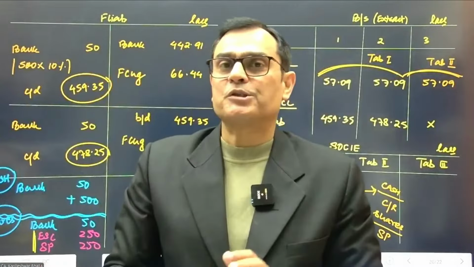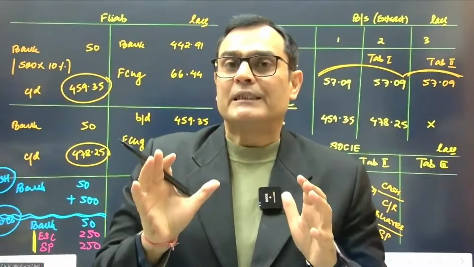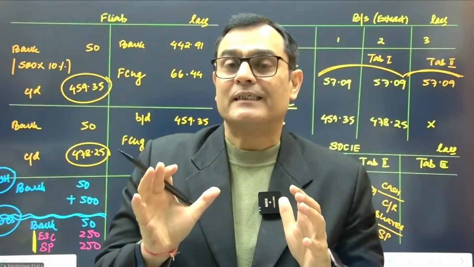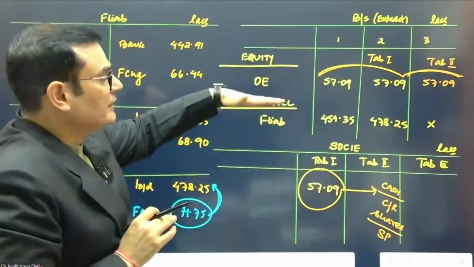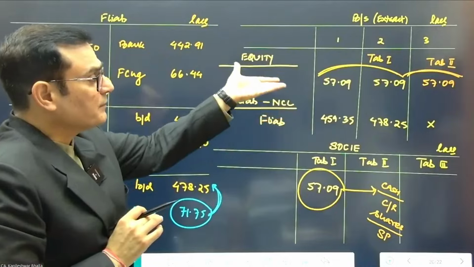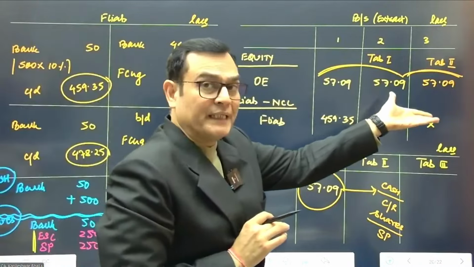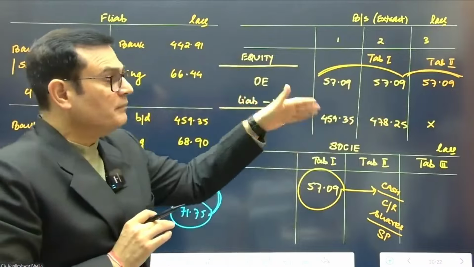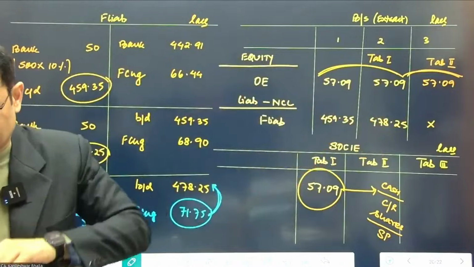Wonderful indeed. I think this question would have now given you the insight of how things are presented in the balance sheet. The liability element is presented separately. The equity component is presented separately. The liability keeps moving and the equity remains as it is.